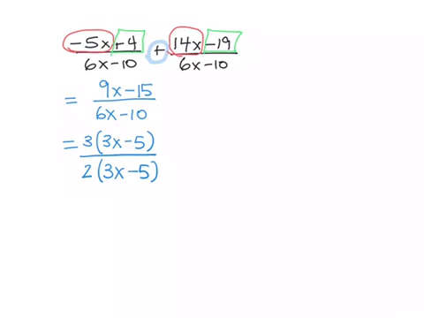So remember, when you're simplifying these rational expressions, anything that is the same on top and on bottom can cancel out. So hopefully you notice here that that means that I can cancel this 3x minus 5 with this 3x minus 5. So my solution, or my sum, in simplest form is just 3 over 2.